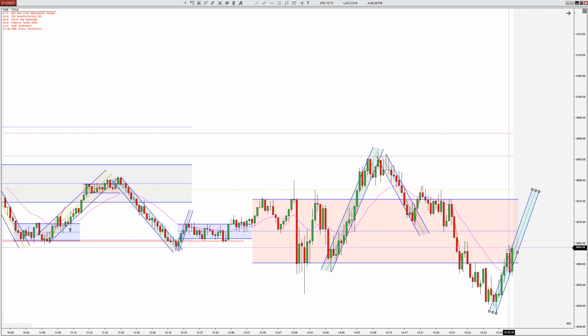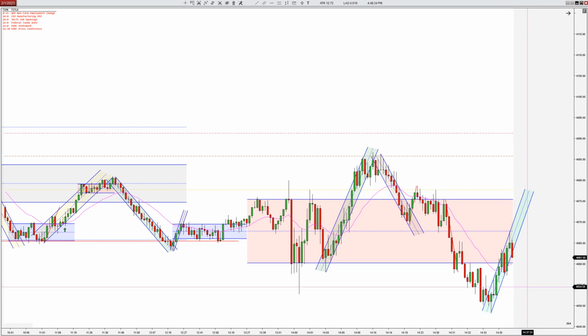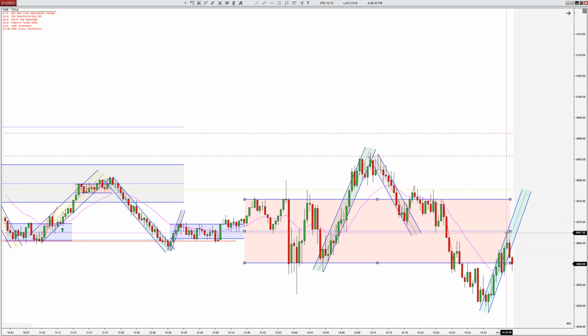Just ever so slightly widen that. Still fits pretty well. It's really off the first three swings still. And you get a second entry short here. Looks like the first close outside of this. Notice it's right at the support.